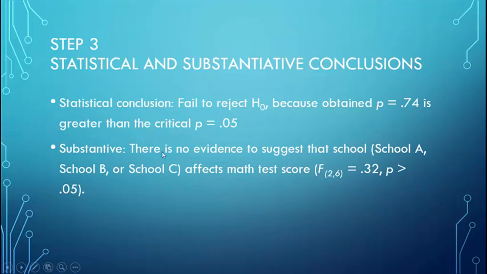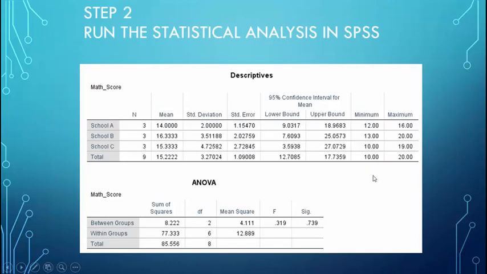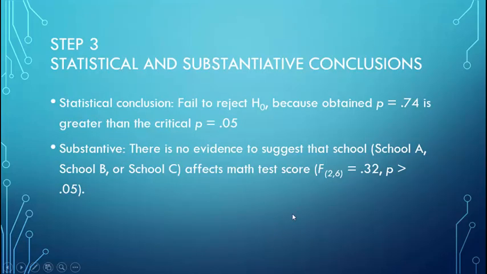And what we say here is there is no evidence to suggest that school A, school B, or school C affects math test score. And this is the way you have to write out your results. An F with 2 and 6 degrees of freedom, between, within. You always start with between and then within, same alphabetical order, equals 0.32. And there was our F of 0.32. P is greater than 0.05.